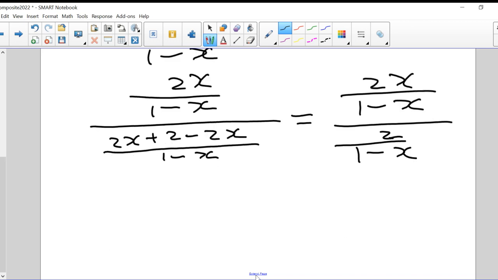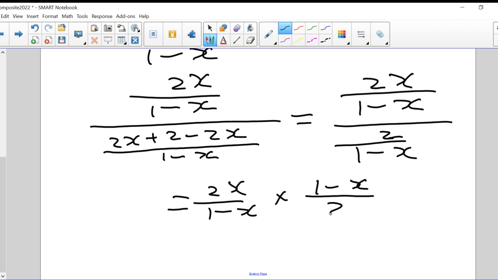What's my next step, folks? I have fraction over fraction. What do I do to finish this up? I have one fraction divided by another fraction. Everybody remember when we were doing those trig identities, what our next step is? Cross multiply. I wouldn't call it cross multiply. Multiply by the reciprocal. I like the way AXA put it. So I'm going to have 2x over 1 minus x multiplied by 1 minus x over 2.